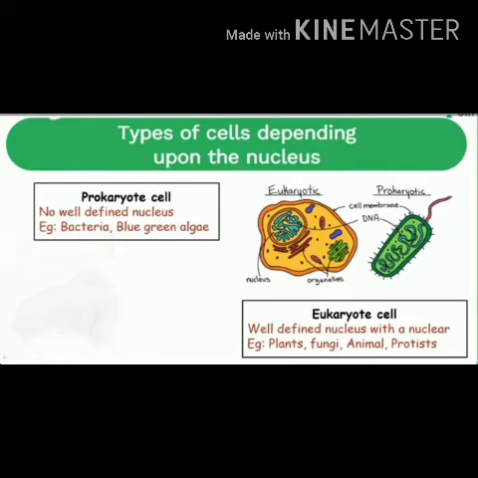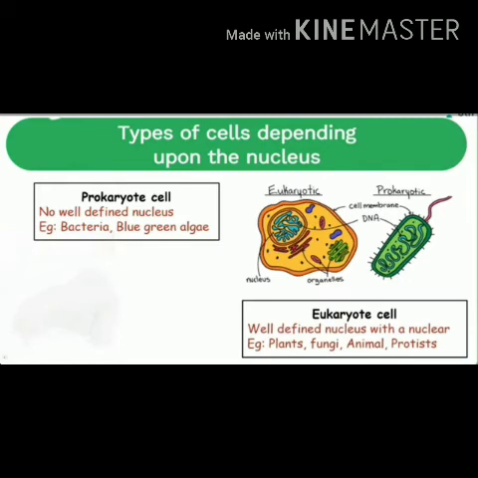now what is a primitive nucleus? Just now I told you about the structure of the nucleus, and I told you that genetic material is present inside a nuclear membrane. So if the cell has genetic material directly in the cytoplasm without any nuclear membrane, then we call such a nucleus the primitive nucleus.